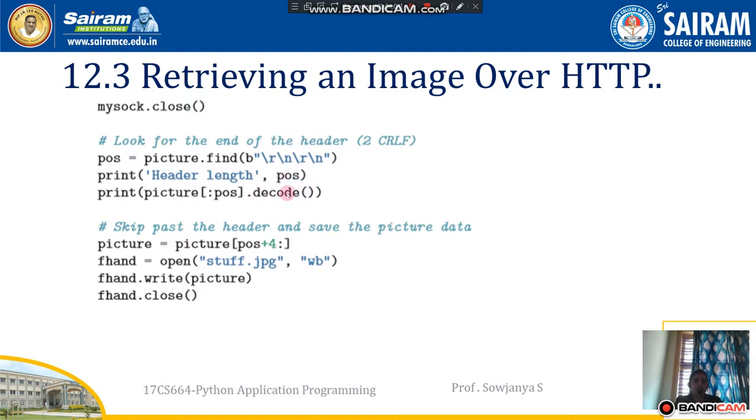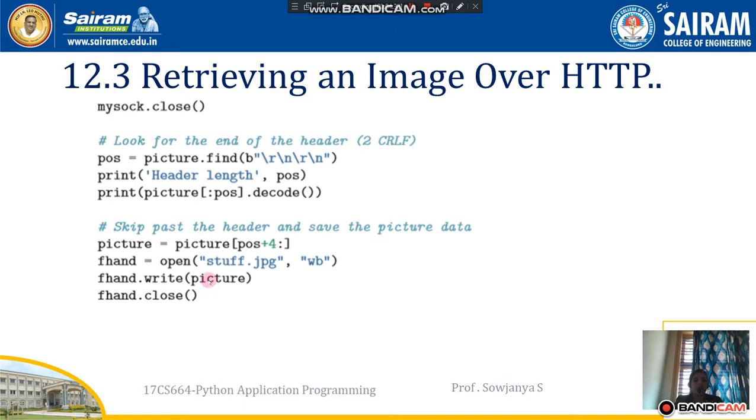When we are retrieving the image, what this chunk of code is doing is skipping the first header and saving the picture data. We have said you have to trim the header. How to trim? We can do it using picture equals picture from position plus 4, that is, whatever data is after position plus 4.